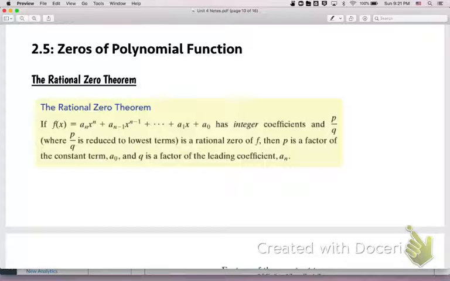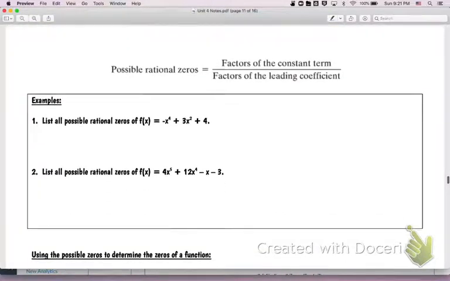So the first one is the rational zero theorem. And what this does is this helps us narrow down what our possible rational zeros might be. Now, these are just the contenders, but it takes us from looking at all of infinity down to a much shorter list. So if you have our function, then what we look at is P over Q, all the possible ratios of P over Q, where P is a factor of the constant term and Q is a factor of the leading coefficient. Well, what the heck does that mean? Here's how we're going to set this up.